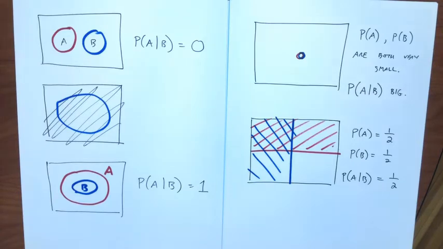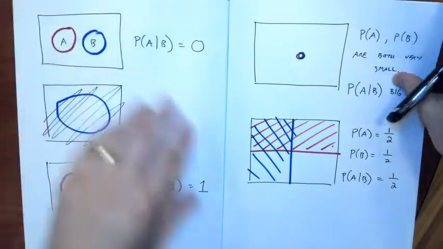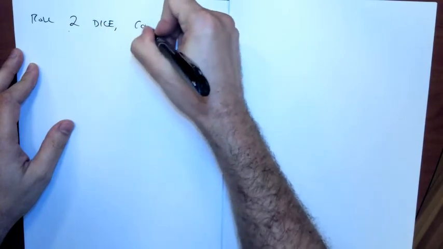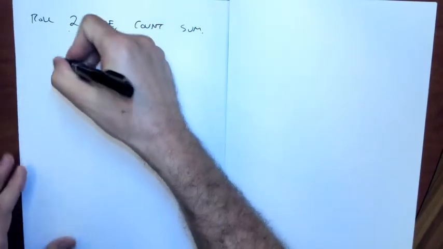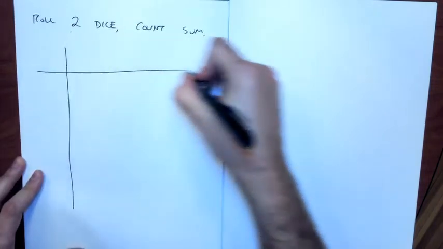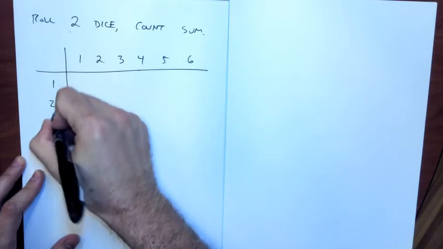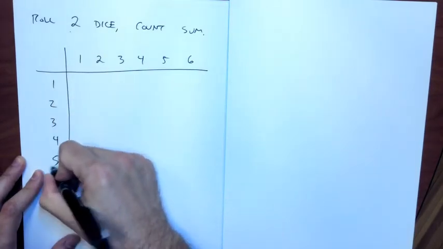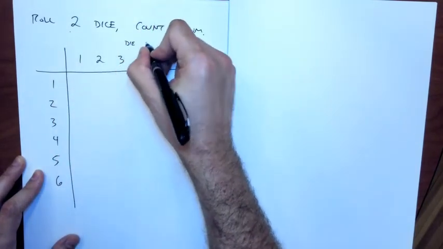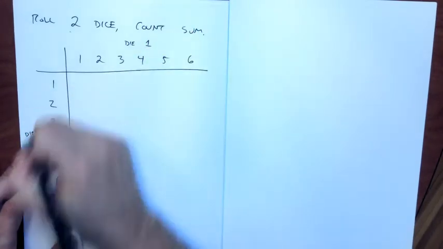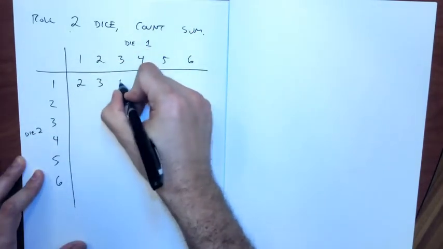Let's do some concrete examples to make this a little bit more explicit, okay? Let's suppose that we do the usual thing of rolling 2 dice, and then count the sum. I'm going to make my table of die rolls and sums just for reference. This is die number 1, this is die number 2, and I'm just going to add these guys up.